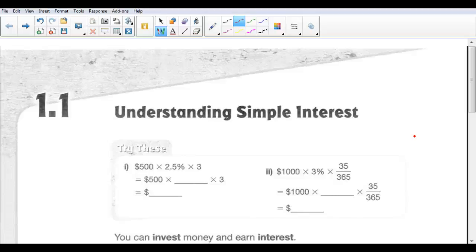Okay, this is 1.1. We're going to be talking about understanding and calculating some simple interest problems. Let's try some of these warm-up questions first. We have $500 times 2.5% times 3. 2.5% is the same as 0.025, because it's just 2.5 divided by 100, times 3. And then just calculate that out.